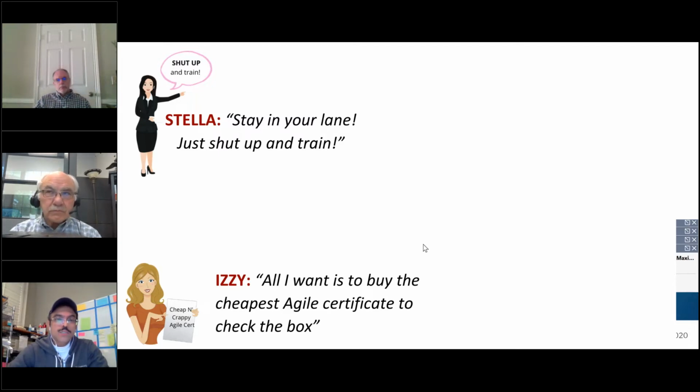All Easy wants is to buy the cheapest damn agile certificate, because her customers have said, I'm not going to do work with you unless all your team is agile certified, or her boss says, or Sally, the CEO says, everybody must be agile certified. Now, this is not a very sophisticated or informed customer. They don't care about what certificate people have. All certificates are equal. I just want to check the box.